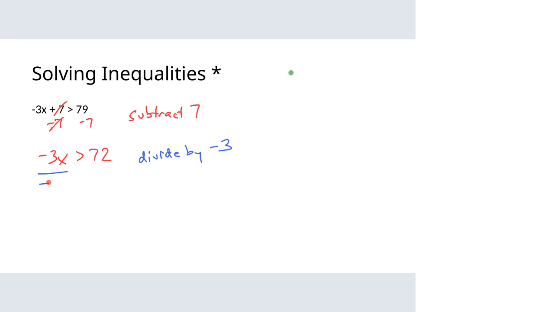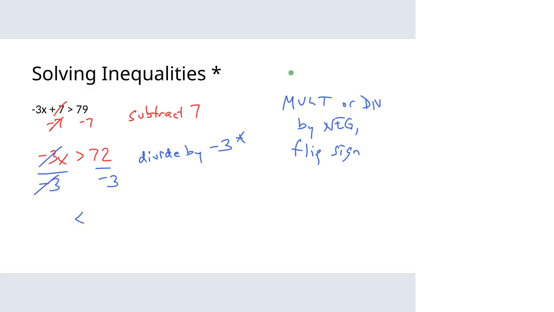Here we want to divide by negative 3 on both sides. Now remember, if we multiply or divide by a negative, we have to flip the sign. And here, I am dividing by a negative. So whatever else happens, I have to flip this sign. It has to be less than. And now the numbers shake out however they shake out. On the left, I've got negative 3 divided by negative 3. Those cancel, leaving me the x.